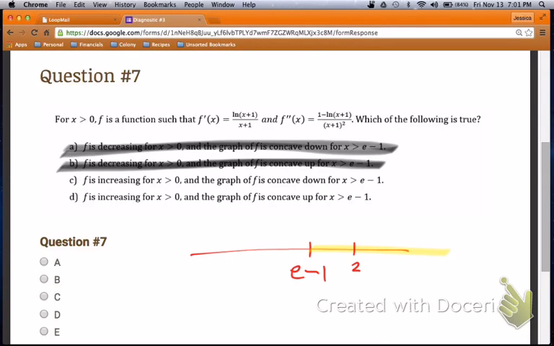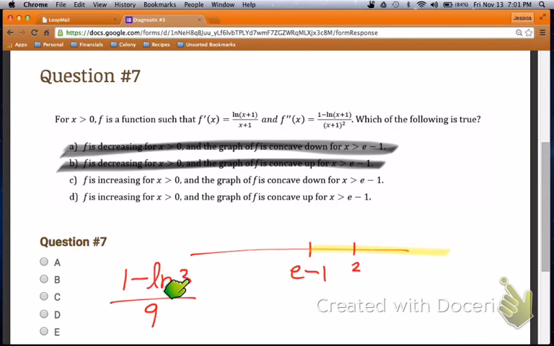So let's plug that into my original function in order to see if it's positive or negative. So I have 1 minus ln of 2 plus 1. That would be 1 minus ln of 3, divided by, if I plug in 2 down here, I get 2 plus 1 is 3, 3 squared is 9. So the bottom is definitely going to be positive, obviously, because 9 is positive. So if we know that the bottom is positive, we just need to worry about the top.